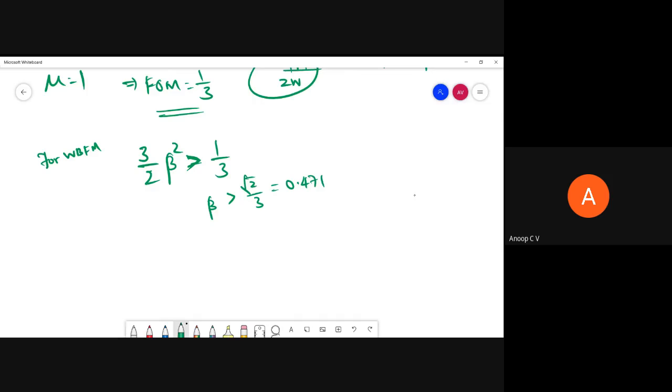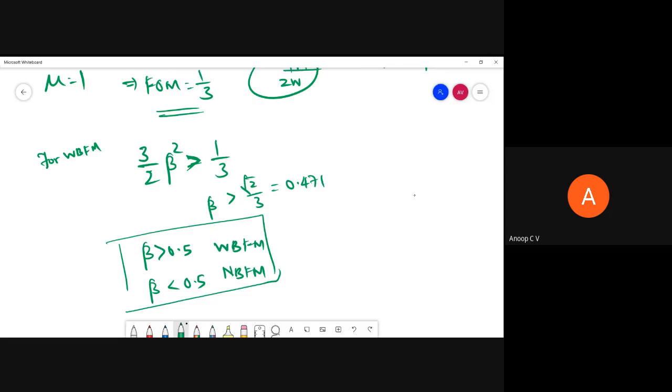So maybe we can consider 0.5 as the boundary or border value of beta. If beta is greater than 0.5, we can call it wideband FM, and if beta is less than 0.5, we can call it narrowband FM. So beta equal to 0.5 is the transition region between wideband FM and narrowband FM.